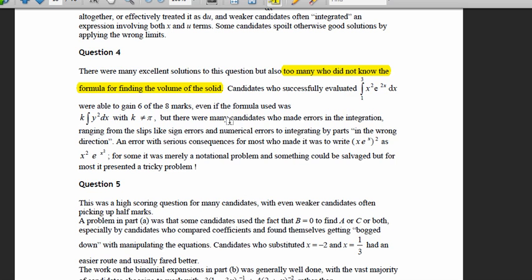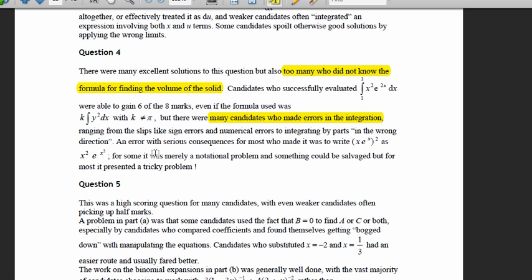But there were many candidates who made errors in integration. This is a basic integration, x e to the power x. Remember to practice this, ranging from slips like sign errors, numerical errors, so arithmetic errors, integrating by parts in the wrong direction. An error with serious consequences for most who made it was to write x e to the power x whole square as x squared e to the power, this is a C1 problem. Remember, if you have e to the power x whole square, it is e to the power 2x, not e to the power x square.